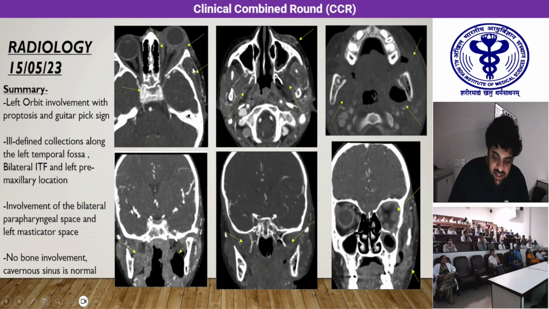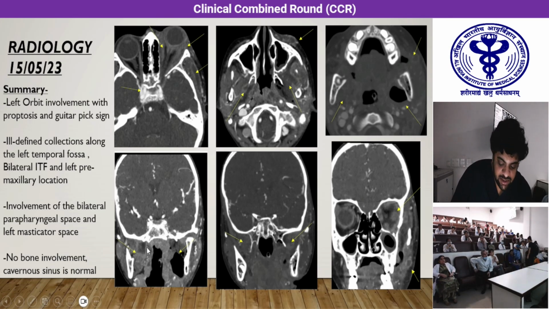Apart from this, there is an ill-defined abscess collection that we can see along the left temporal fossa. The cavernous sinuses are normal and normally enhancing. The collection is also seen in the bilateral infratemporal fossa as well as in the left premaxillary area. Bilateral parapharyngeal spaces are also involved, and there is a collection in the left masticator space as well.